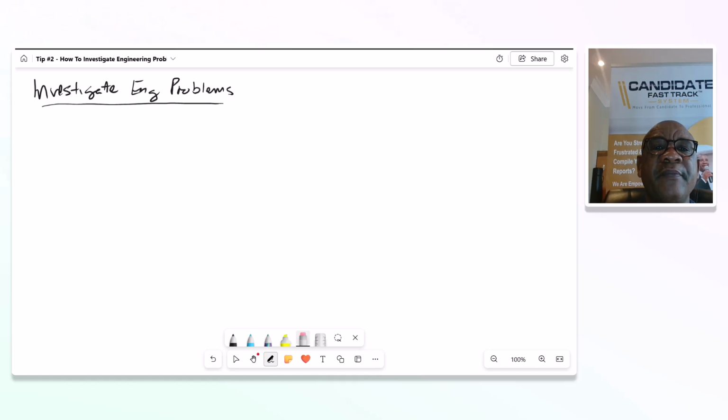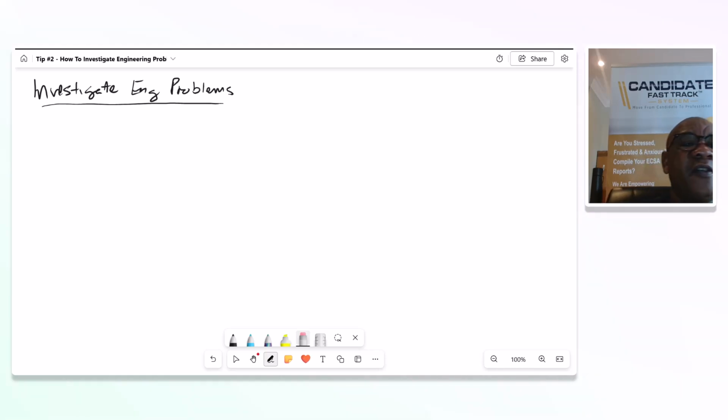So this week's tips I am looking at how to investigate the engineering problem, and this is based on outcome number one. I'm just going to give you some tips so that you understand what you need to focus on when you are attempting to explain how the problem was investigated in your application form.